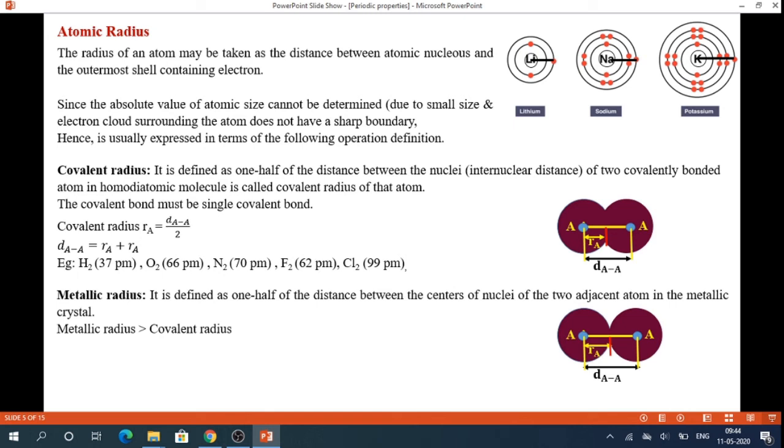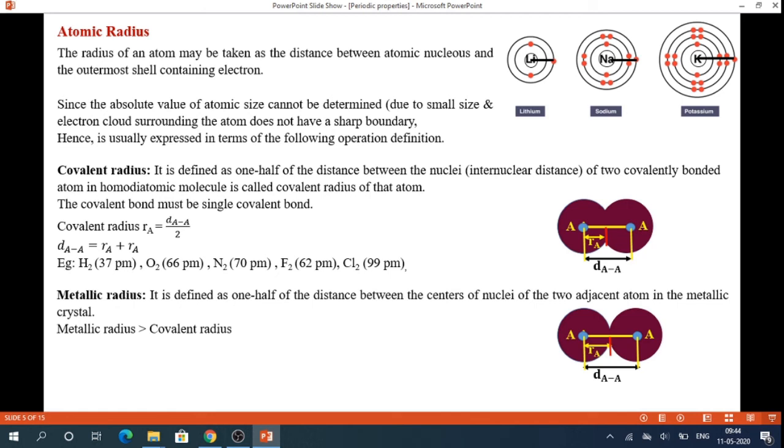The first one is the atomic radius. Roughly, we can say the radius of an atom is the distance between the atomic nucleus and the outermost shell containing electrons. Here I have given an example: lithium, sodium, potassium. As the number of shells increases, the atomic radius increases.